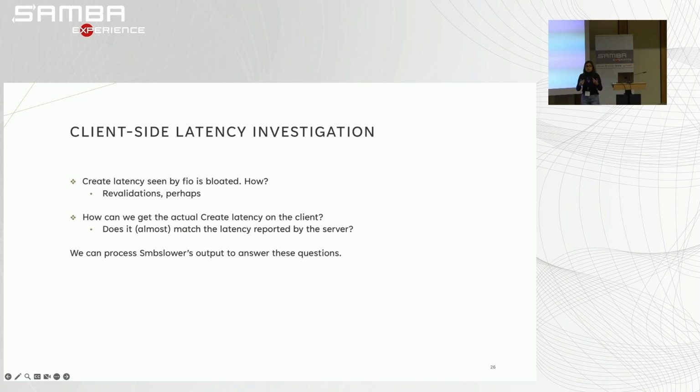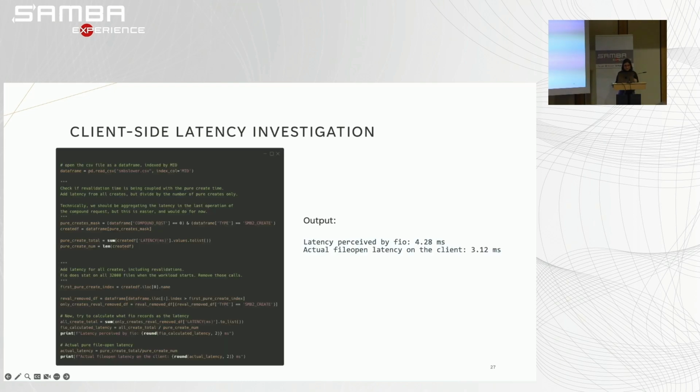So what we believed was that maybe the latency is being bloated because FIO is aggregating the revalidation latency with the actual create latency. And that is something we can get from the SMB slower output because we can easily parse it using a Python script. This is something I wrote.